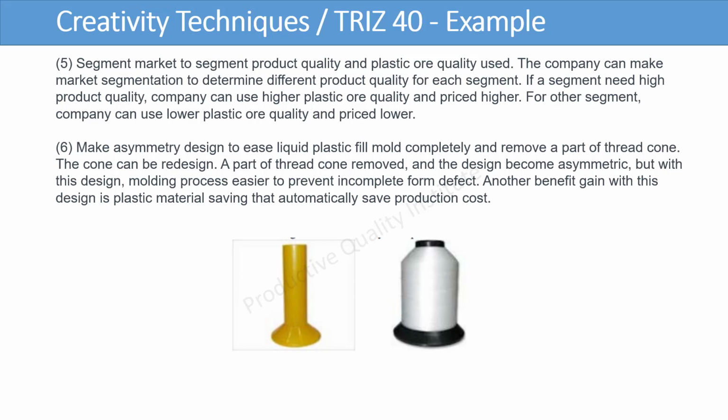6. Make an asymmetric design, to ease liquid plastic filling the mold completely, by removing a part of the thread cone. The cone can be redesigned. A part of the thread cone is removed and the design becomes asymmetric, but with this design the molding process is easier, preventing incomplete form defects. Another benefit of this design is plastic material saving, which automatically saves production cost.